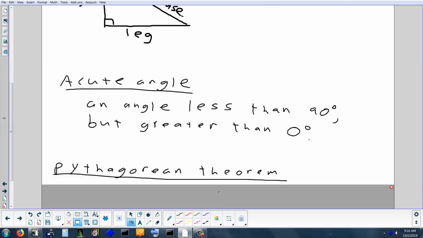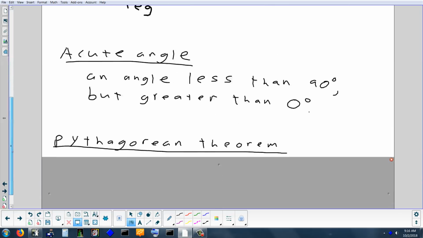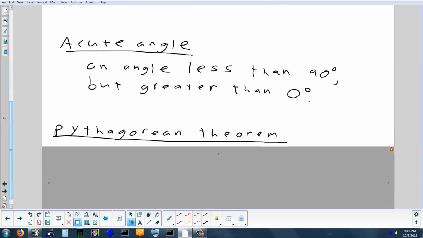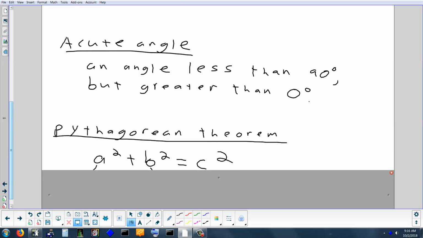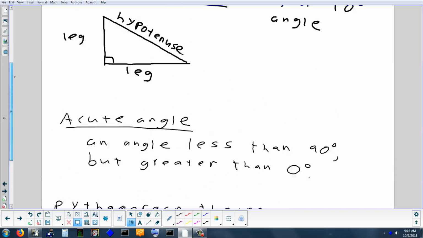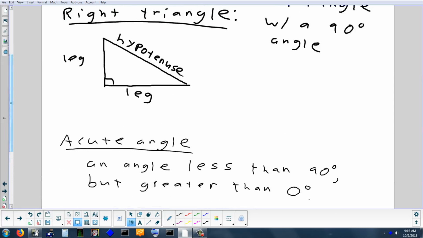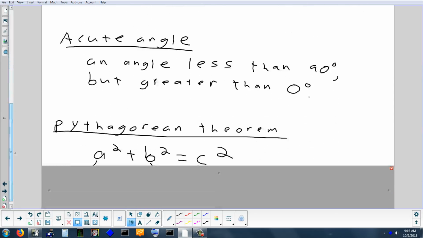Okay. When we work with right triangles, we're going to use a theorem quite a bit. Specifically having to do with the sides. And can anyone tell me what that theorem is? You know what the Pythagorean theorem is? Yep. A squared plus b squared equals c squared. Okay, now, in my triangle, I don't have any a, b's, and c's. So, can you tell me what's a, what's b, and what's c? A and b are the two legs. Yep. And c is the hypotenuse.